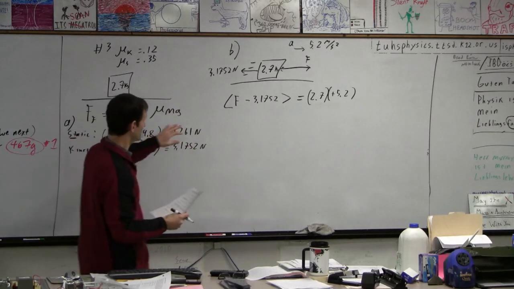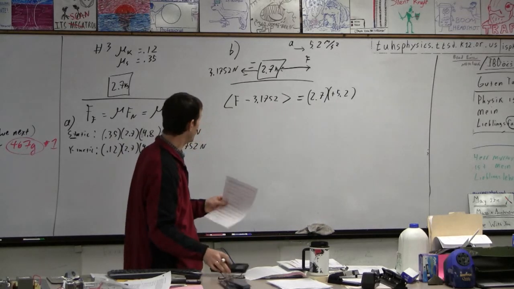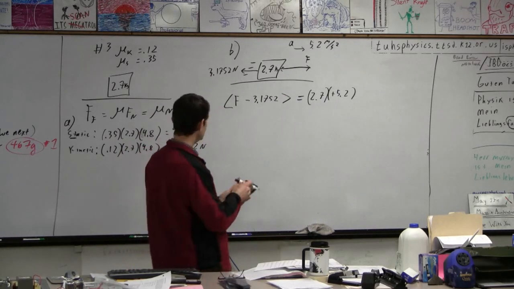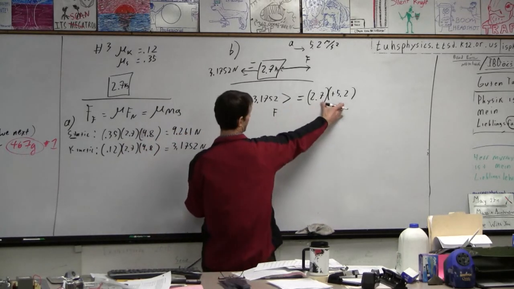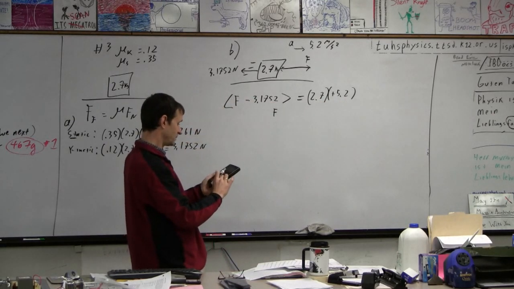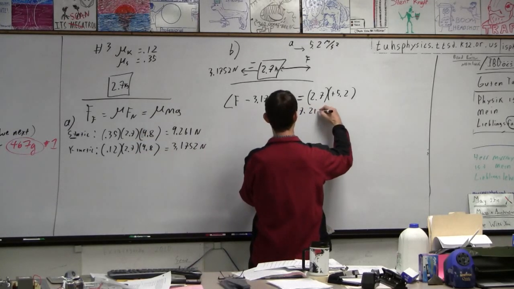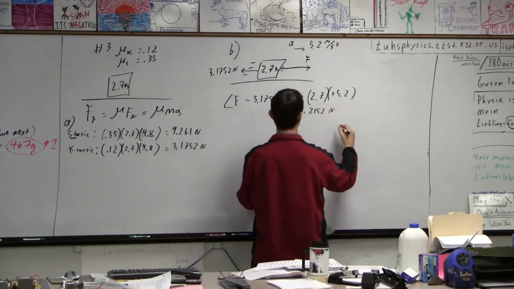So we've got to know all those things: which way every force is, which way the acceleration is, and then we can solve this. F is going to be, I'm just going to take this and add that to it. So that plus 2.7 times 5.2. And I get 17.2152 newtons.